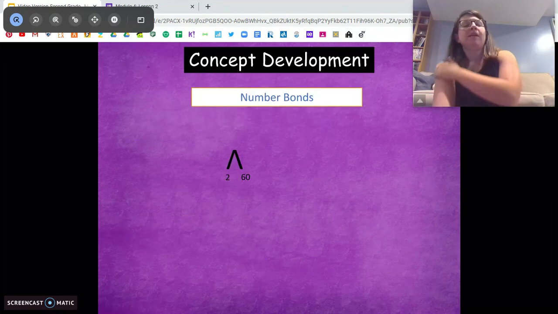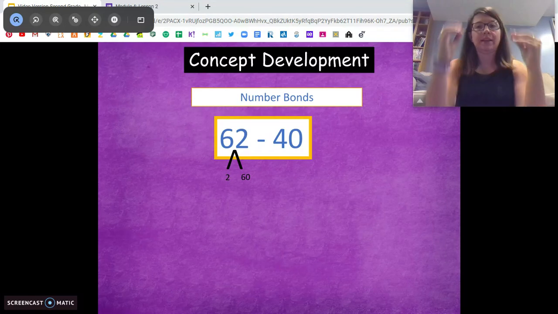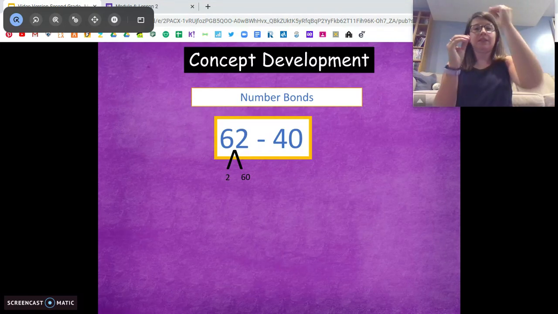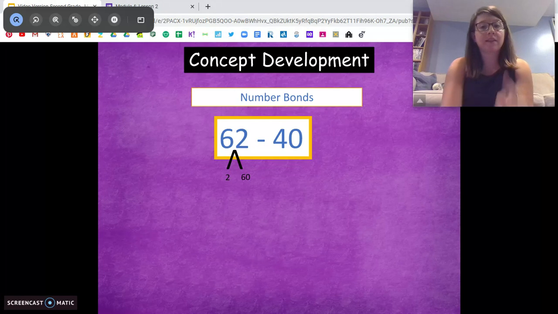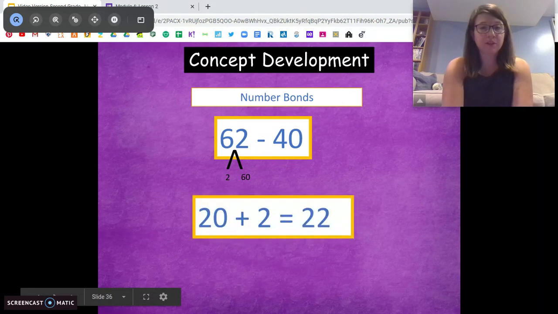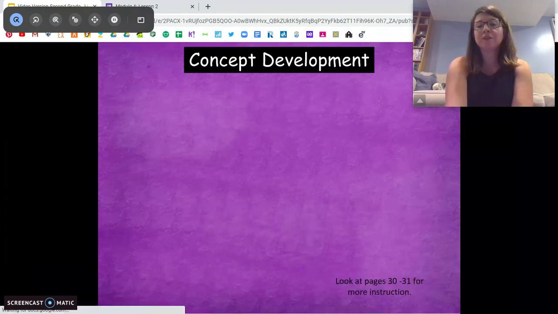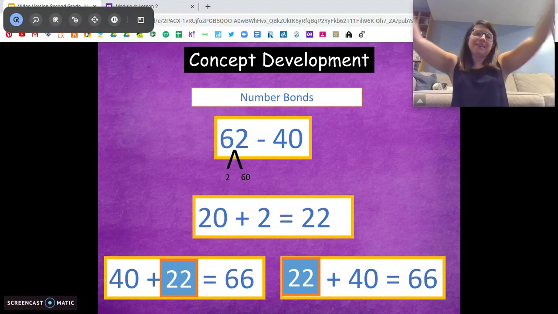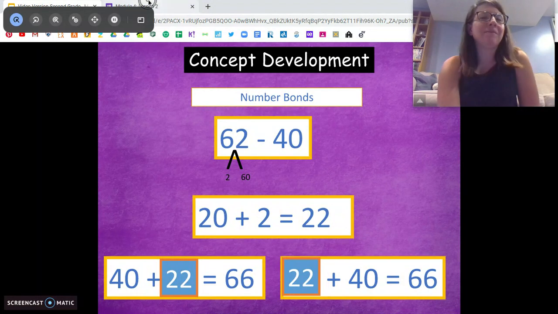Awesome. Okay. Same thing with the number bond. We're going to break it into tens and ones. 60 and 2. And now we're going to subtract our like terms. We're going to subtract 60 and 40. 60 minus 40 should get us 20. Add in our extra ones, and we get 22. And we got the same answer either way. Awesome job.